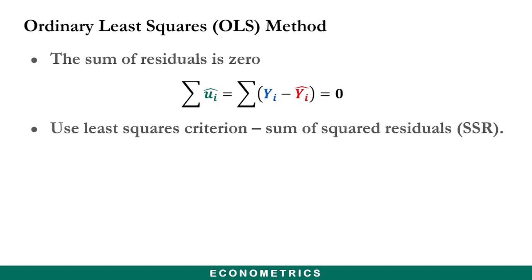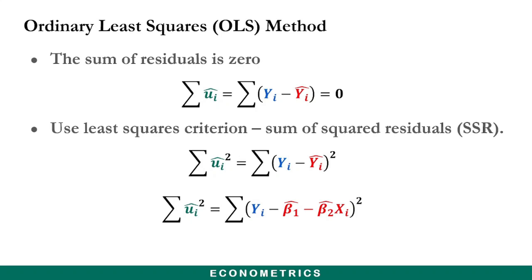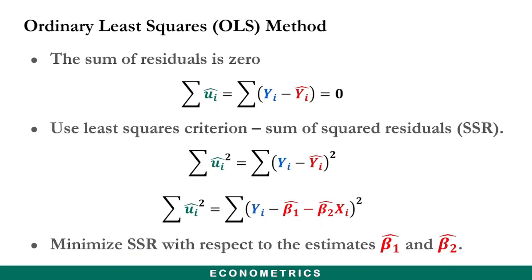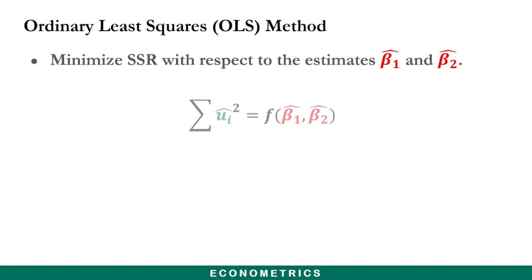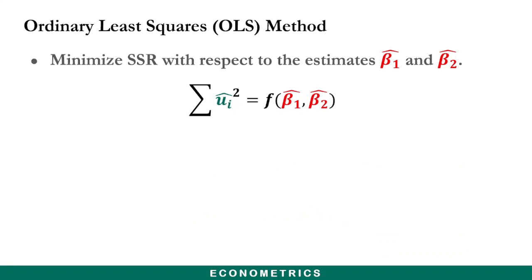So we go ahead and adopt the least squares criterion, which is also referred to as the sum of squared residuals. The sum of squared residuals is simply the sum of squared differences between the population y and the estimated y. So if we go ahead and substitute the estimated y and open up the parentheses, we end up getting the sum of squared residuals equals sigma the population y minus beta 1 hat minus beta 2 hat xi squared. We now need to minimize the sum of squared residuals with respect to these estimates. So the sum of squared errors is simply a function of the estimated parameters.